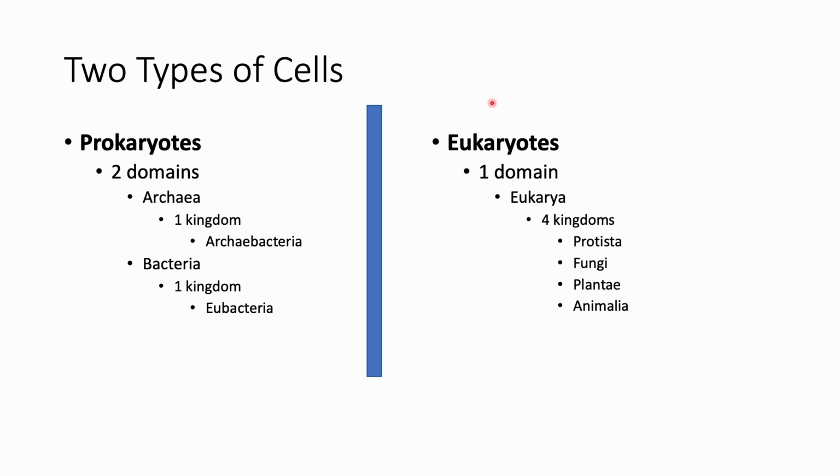There are two types of cells, prokaryotes and eukaryotes, and you will need to know the specific differences that they have. And then just to give you an idea for their classification, which we will get into in more detail in a later unit, the prokaryotes consist of the archaea, which is the archaeobacteria, and then the bacteria, which is the eubacteria. Your eukaryotes are the eukarya, which consist of everything else: the protista, fungi, the plantae, and animalia.